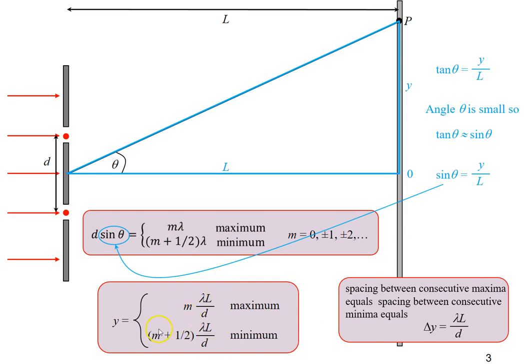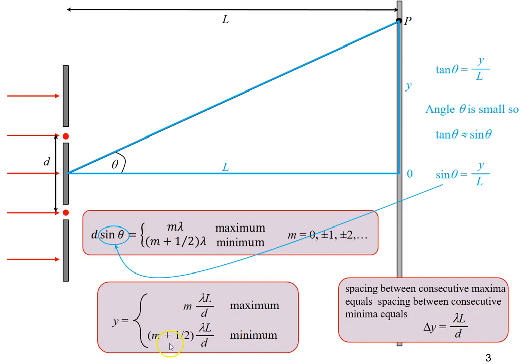Well, all you have to do is, since we have this in terms of y, just take two consecutive maxima. So for instance, m equals 0 and m equals 1. Right? So if I take y equals 0 and y equals 1 lambda L over d, subtract, I'm going to get lambda L over D. But you can do that for any consecutive maxima. If I take m equals 4, m equals 5, I subtract the y's, I'm going to get the same delta y of lambda L over D.